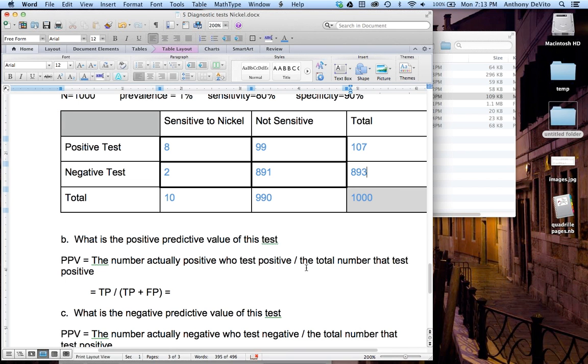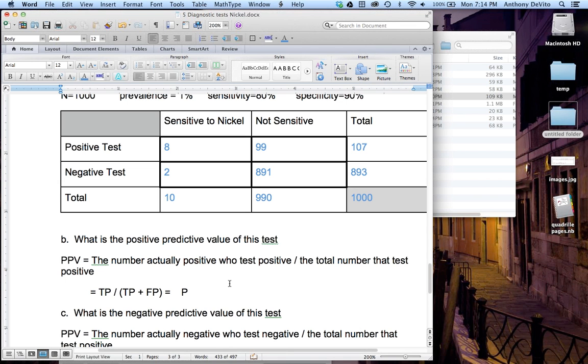Okay, so now what's our positive predictive value? How many people tested positive? 107 tested positive, 107 people out of that population. Do you see it there? I don't know if you can see me highlighting that. Yes, you can. Okay. 107 people, this whole row tested positive, right? Out of those 107 people, how many actually have the disease? 8. So let's use our formula again. I'm going to do it down here.